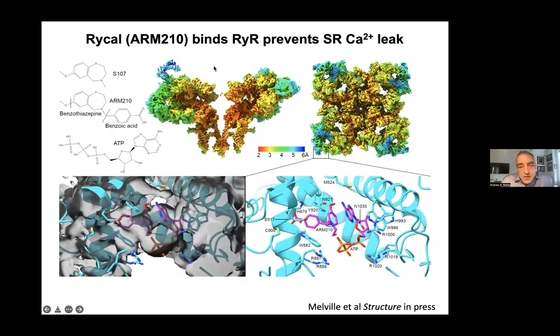We also were interested in the effects of the Rycal drug that I mentioned. Shown in the upper left are two forms of Rycal, S107 and ARM210. Using cryogenic electron microscopy, Zephan Melville in the laboratory has recently identified the binding site for the Rycals. It's out here in the periphery of the channel in a cleft where there's also a molecule of ATP bound. And here is shown the binding of the Rycal drug. Through an allosteric long distance mechanism, this stabilizes the closed state of the channel and prevents that pathologic leak of calcium.